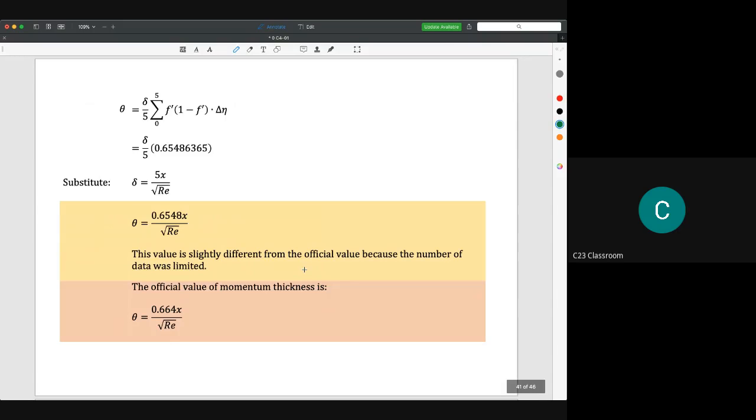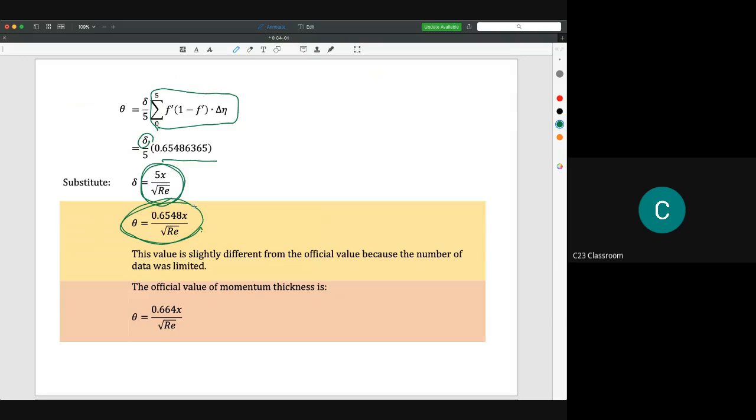So this means that this value now is equal to 0.5648. And then we substitute the value of delta here with 5x over square root of Reynolds number, and we get around 0.6548x over square root of Reynolds number.